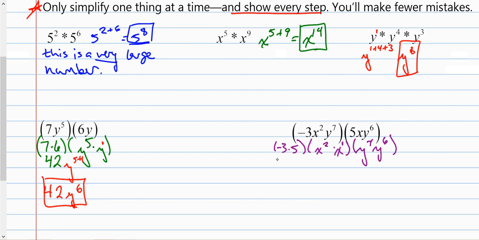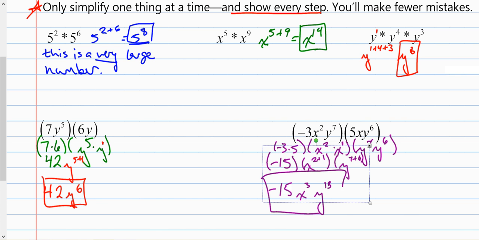And now I can do my multiplication. Negative 3 times 5 is a negative 15. X to the 2 plus 1. Y to the 7 plus 6. And I'm left with a negative 15 x to the 3rd y to the 13th. So that's the product rule. If your bases match, you keep the base and add the exponents.